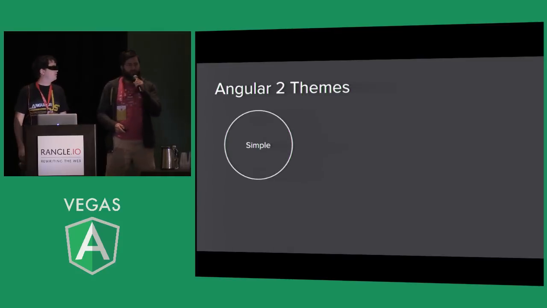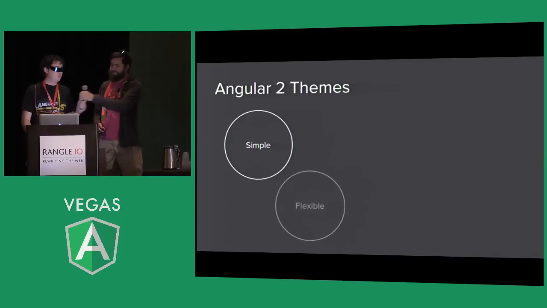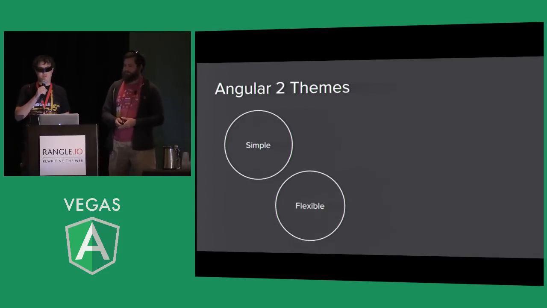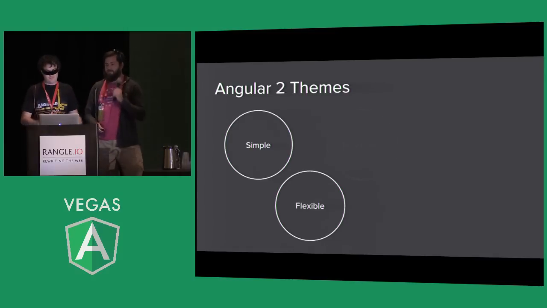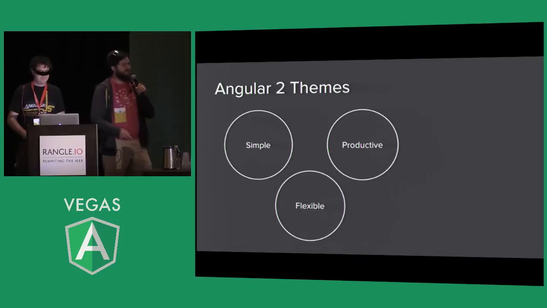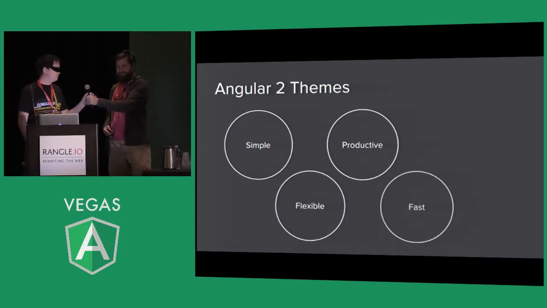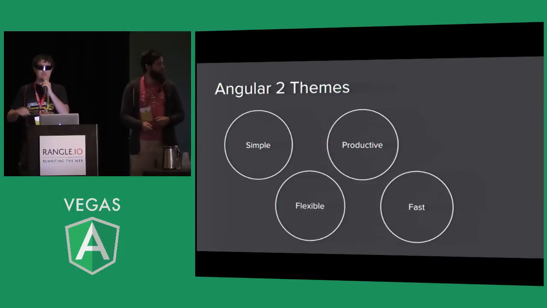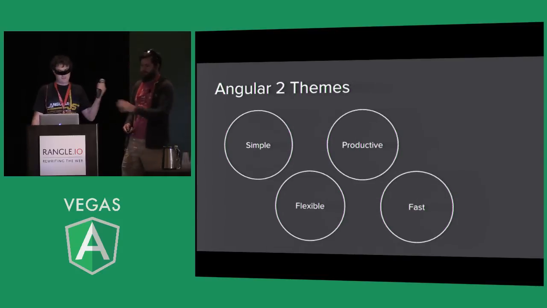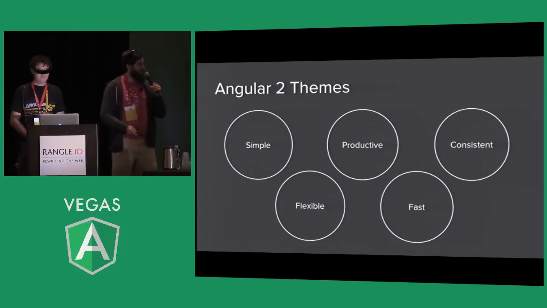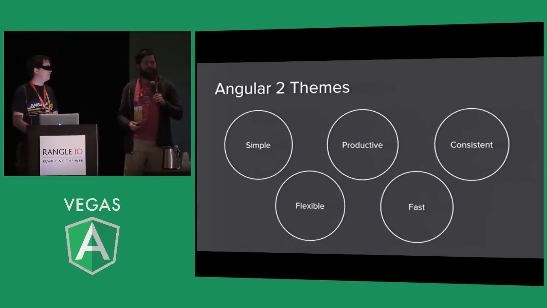First, we want it to be simple. We want it to be simple to learn, to reason about, and to develop with. And it needs to be flexible to accommodate varying requirements of applications and third-party libraries. Developers should be more productive as they learn, build, debug, and maintain applications. And apps also need to be fast by default. You shouldn't have to know too much about how the framework works in order to optimize it. And then the framework should be consistent with itself and predictable, so different parts of the framework behave somewhat predictably with other parts.